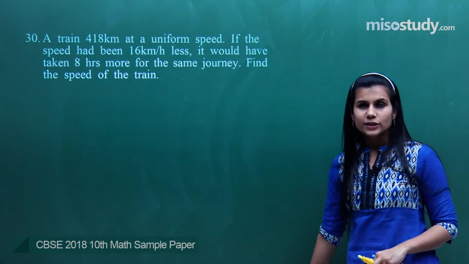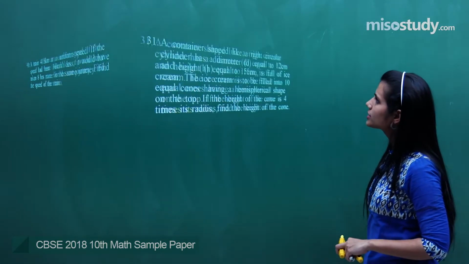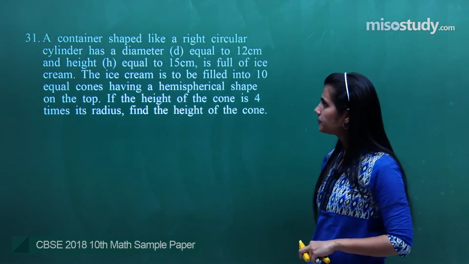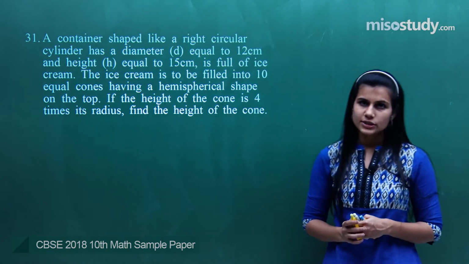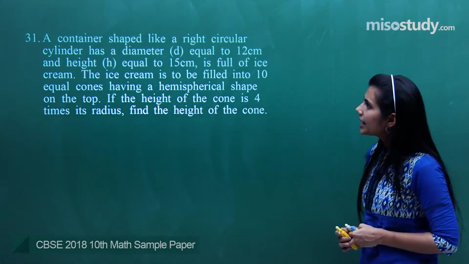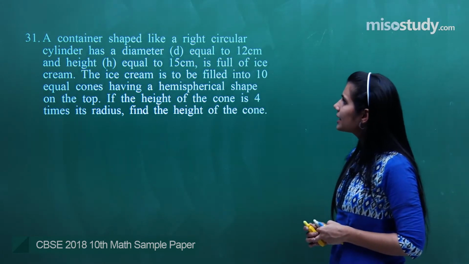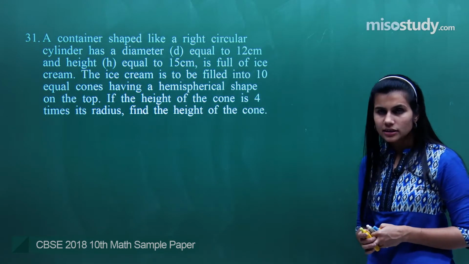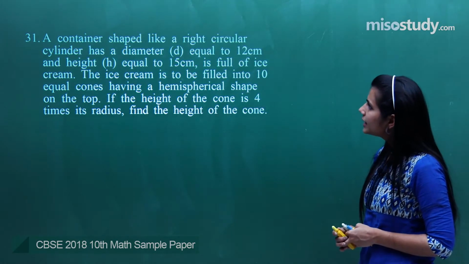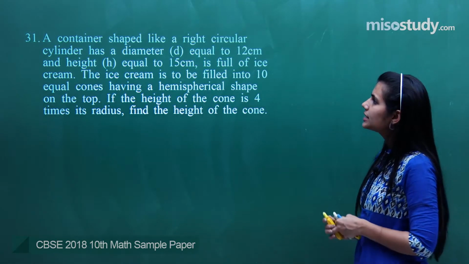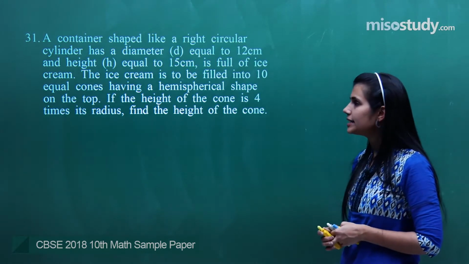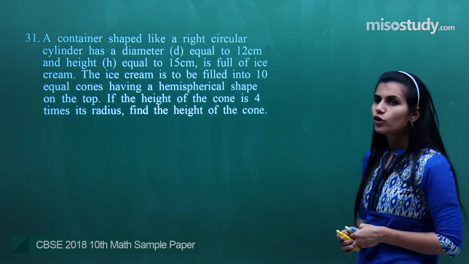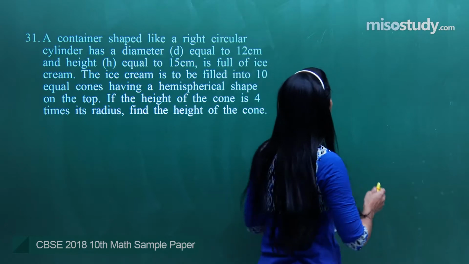Now let us proceed with the next question, which is question number 31. Let's see what this question is trying to say. This is saying there is a container shaped like a right circular cylinder with diameter D equal to 12 centimeters and height is equal to 15 centimeters, and that is full of ice cream.